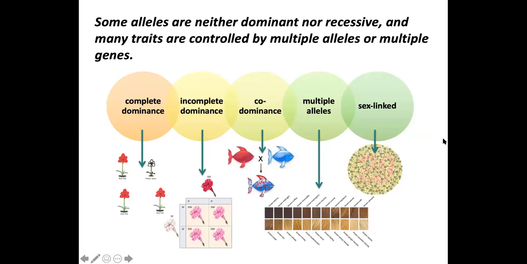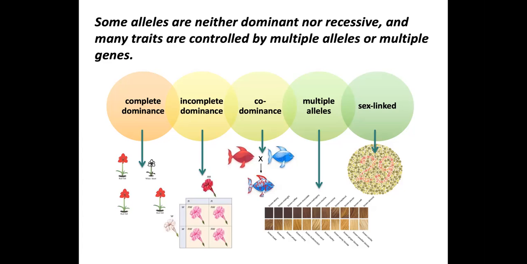So today we're going to talk about codominance and blood type. And codominance is going to look very much like what we did for incomplete dominance yesterday. So we've already seen this, okay, that some alleles are neither dominant nor recessive, and many traits are controlled by multiple alleles or multiple genes.